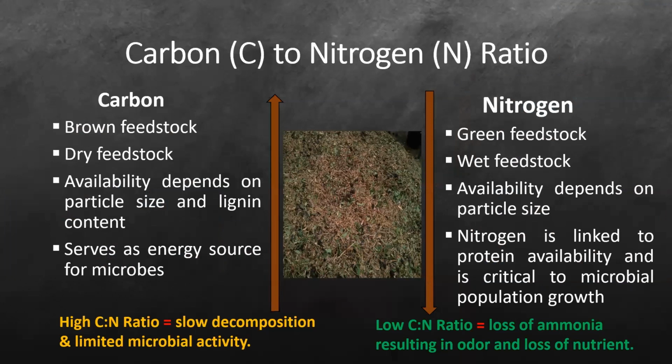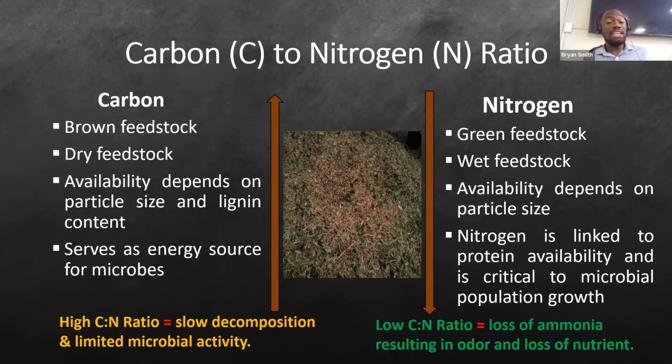So there are a few critical things that we have to consider and look at when we're making our compost. And the first one that I want to discuss is the carbon to nitrogen ratio. And you might be wondering, what is carbon to nitrogen ratio? Where did this whole heap of science come from? But really, in its simplest form, when we speak about carbon, we're speaking about the brown feedstock or the dry feedstock, right? And the availability of carbon depends on the size of the particle.